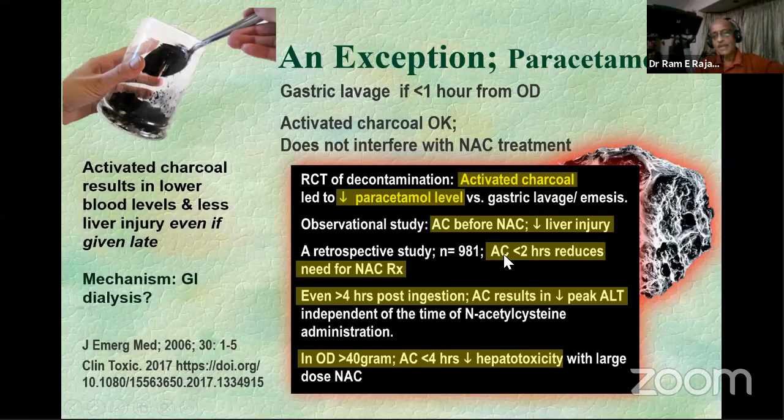Okay, when activated charcoal is given up to 2 hours, the need for N-acetylcysteine is actually completely reduced. Okay, and if it is given even greater than 4 hours post ingestion, it is associated with lower ALT levels, particularly in patients with paracetamol overdose. And then one very large study of very serious toxicity, very large doses of paracetamol, showed a reduction in hepatotoxicity when it is given within 4 hours.